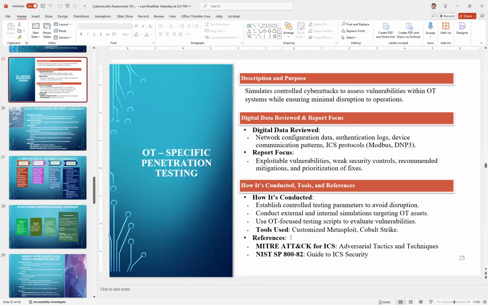It is done by establishing control testing parameters, and that's primarily to keep from interrupting normal operations. External and internal simulations targeting OT assets are conducted. OT-focused testing scripts to evaluate vulnerabilities are also used. Some of the tools are customized Metasploit and Cobalt Strike, and your references are MITRE ATT&CK for ICS and NIST SP 800-82.